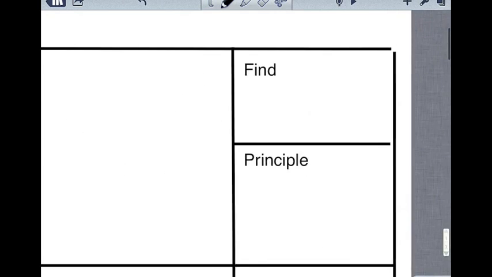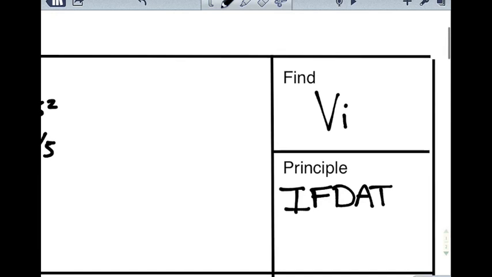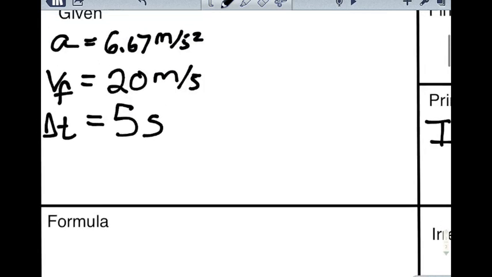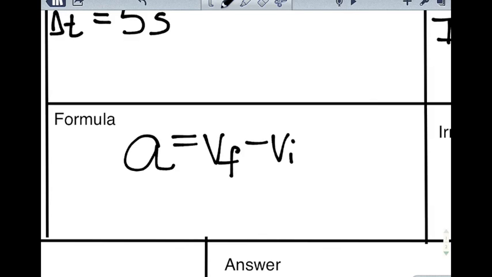Now we're trying to solve for the initial velocity. Now the principle that we're going to be using is actually something called if-that. And we're going to talk a little bit more about if-that later. But basically, this is a way of us being able to figure out which equation we're going to use later on when you learn a few more. So now that we know that, we know our formula. Our formula is involving acceleration, so we know the equation is A equals VF minus VI over T.